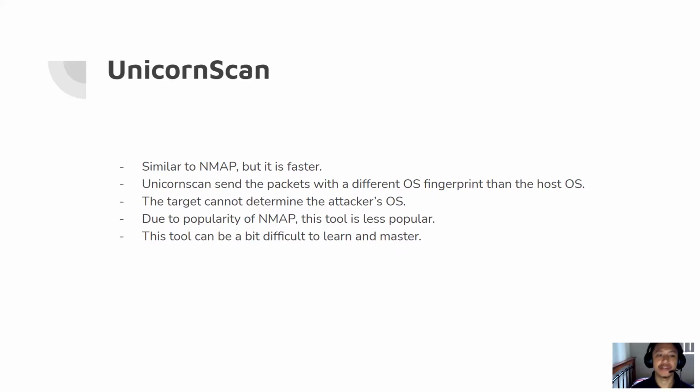Now we're going to talk about Unicorn Scan. Unicorn Scan is very similar to Nmap, but slightly faster because it uses its own TCP/IP stack to perform a scan. It sends data packets with a different operating system fingerprint than that of the host, so the target cannot determine the attacker's operating system, making it safer than Nmap.